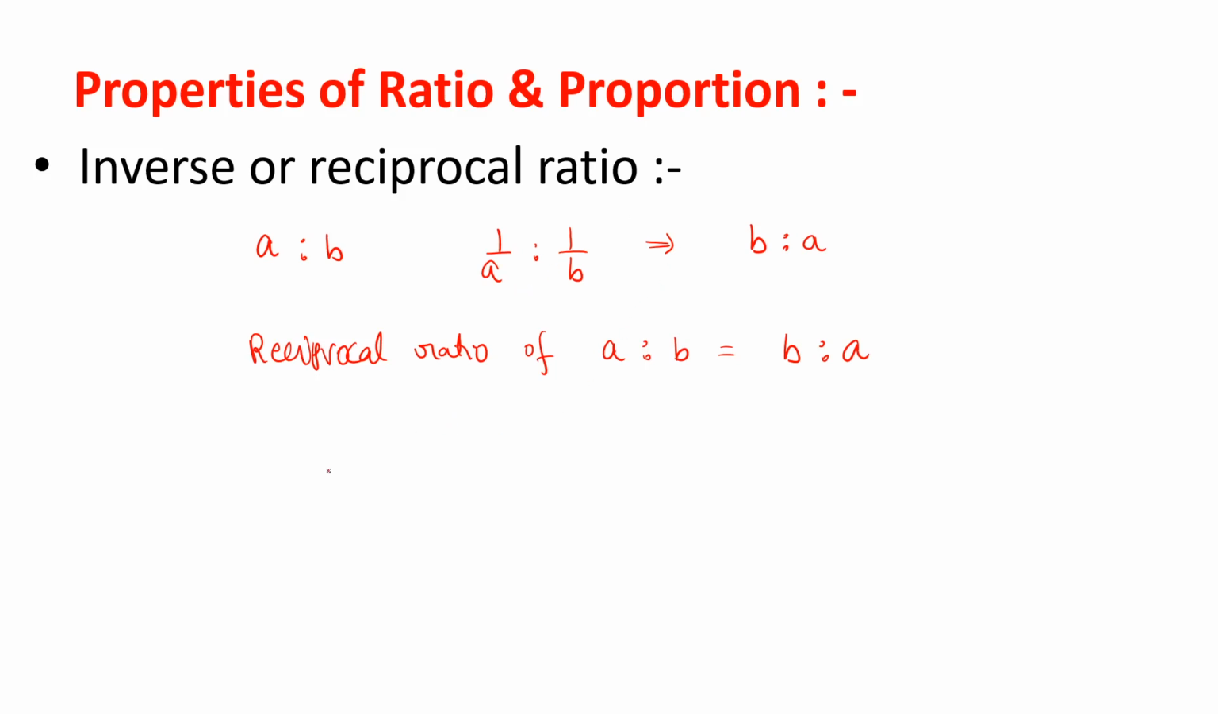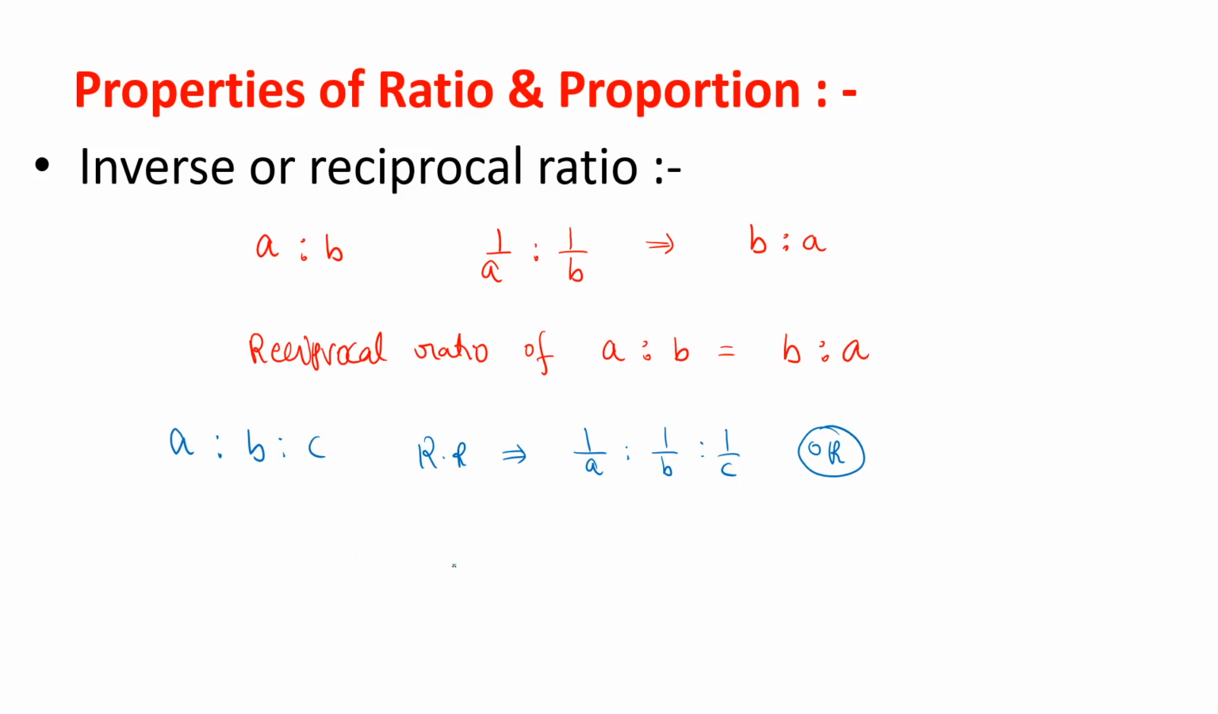1 upon B. Let us take a ratio with three terms. A is to B is to C is a ratio. Then the reciprocal ratio of A is to B is to C would be 1 by A is to 1 by B is to 1 by C. When the ratio has three terms, the reciprocal ratio also has three terms. Here A is to B is to C, a ratio, has three terms, then the reciprocal ratio of A is to B is to C also has three terms.